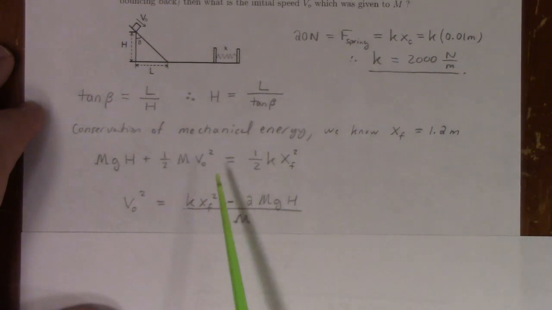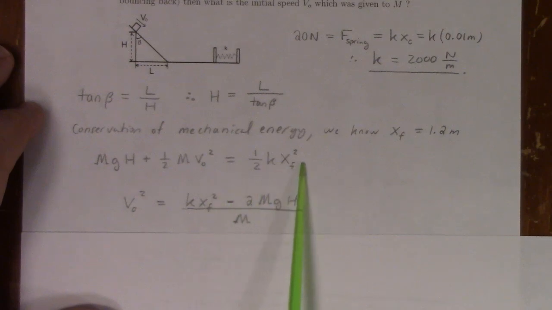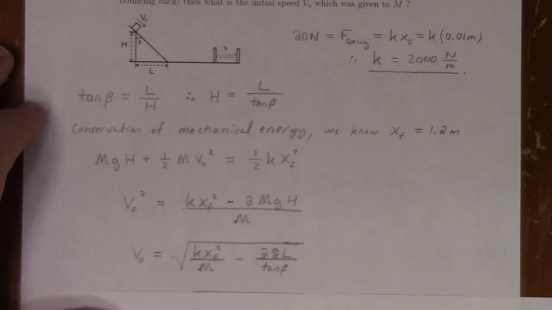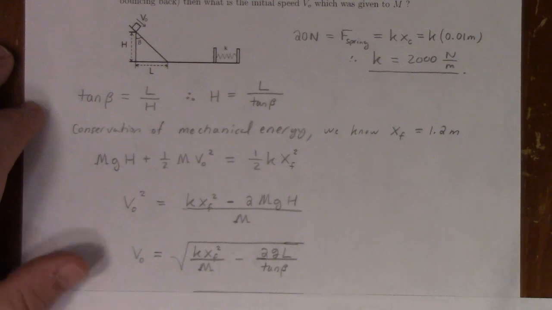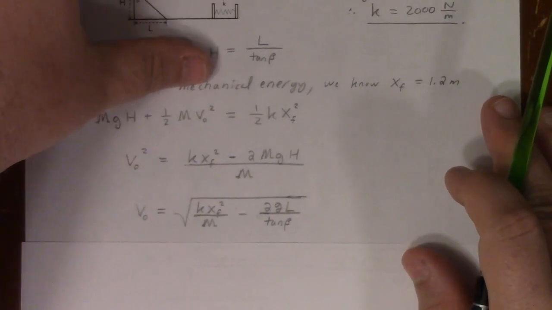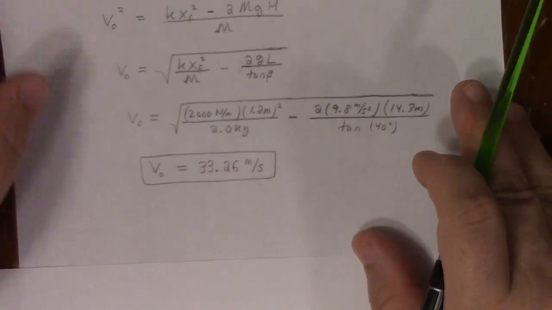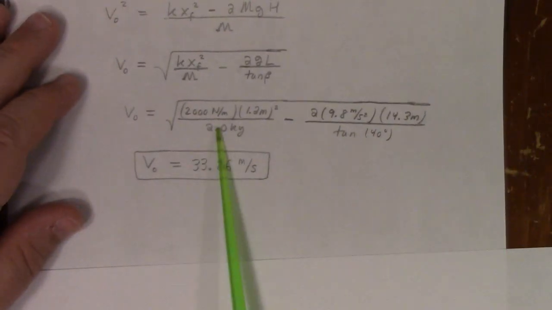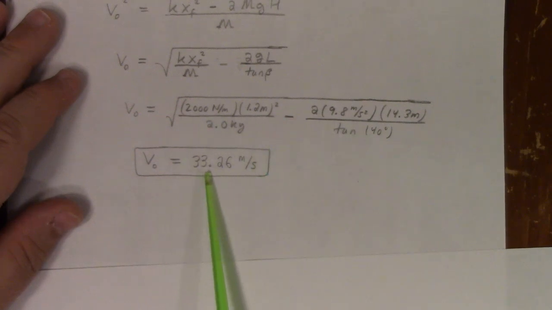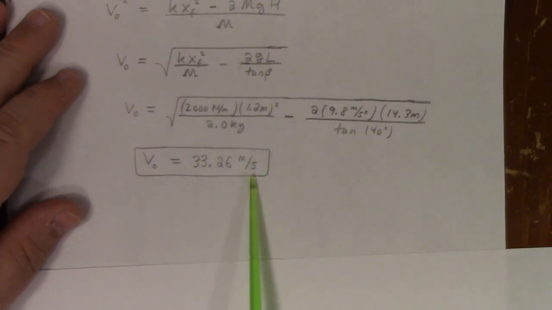Anyway, if I solve for v naught squared, I get k x_f squared minus 2mgh, divided by m. There's your v naught. Take the square root of both sides, and that gives me v naught. When you plug in the numbers and crunch it, you get 33.26 meters per second.